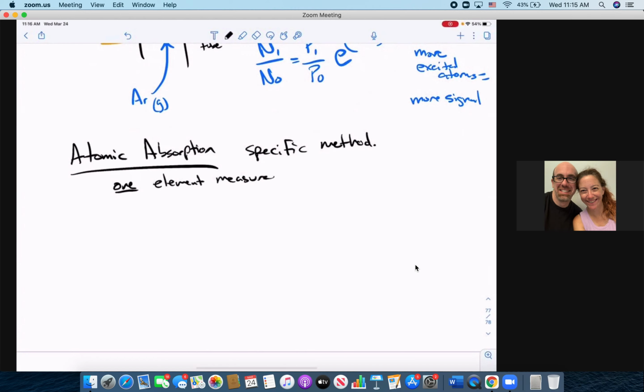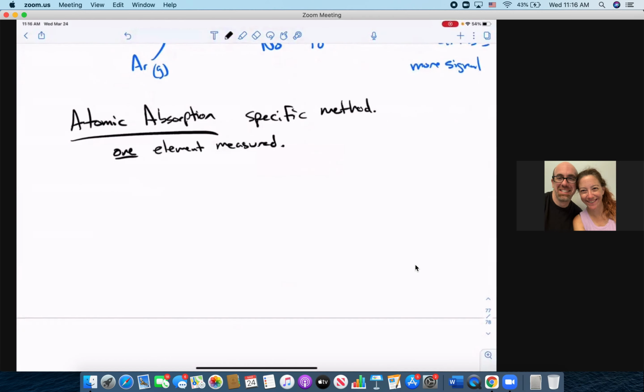Which element do you measure? Well, when you care about it, right? Not to put a fine point on it. But let's think about this. We still need gas phase atoms. All of atomic spectroscopy requires atoms in the gas phase, which we established Monday is not how atoms like to exist.